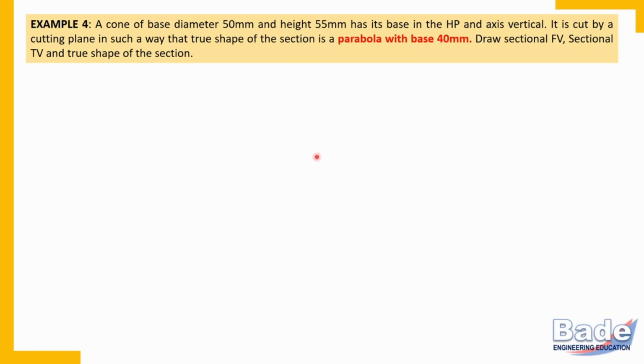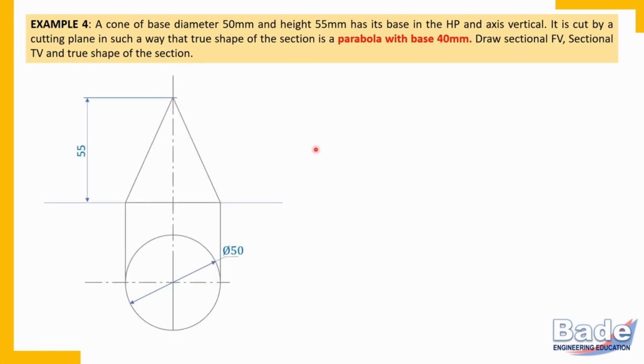Obviously, the very first step is to draw the front view and top view of the cone. Axis is vertical, so the true shape of the base appears in the top view. Axis given, so for the apex, measure vertically 55 millimeters. If side view is not asked, you need not draw the side view. Read the problem carefully again. Last statement: draw sectional front view, sectional top view, and true shape of the section. Side view is not asked. And if it is asked, you should complete the side view also. At this stage, don't make any single line dark.